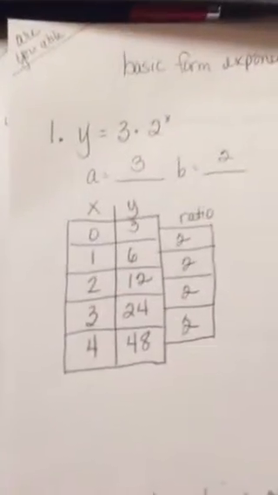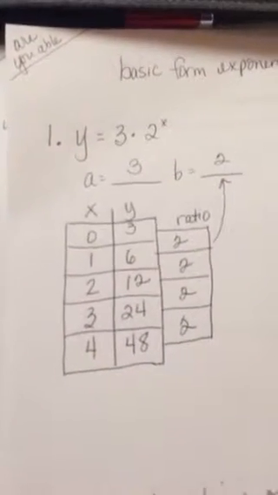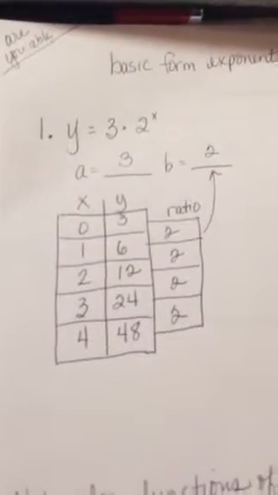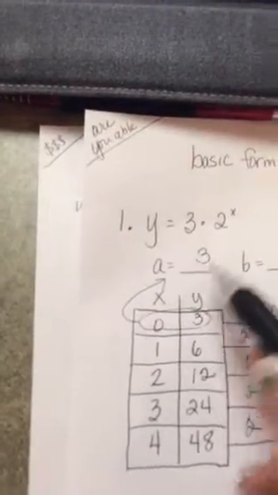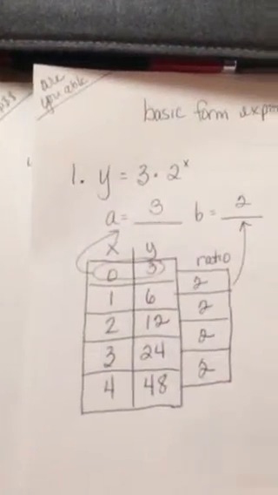Now, this has a common ratio. What does that common ratio happen to be? Well, I hope you see that that common ratio is b. All right? What I also want you to notice is that when x equals 0, look what y is. Y is a. Okay? That's when x equals 0.